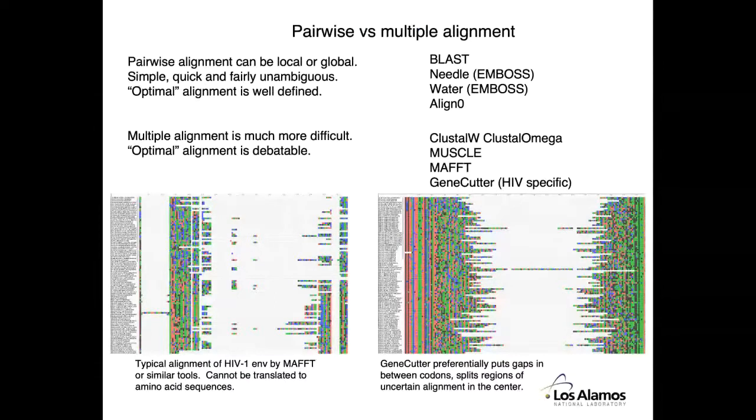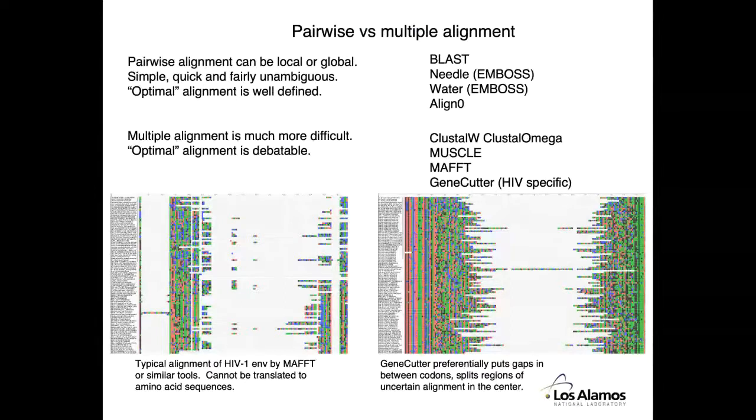Multiple alignment is more tricky because after you've got several sequences aligned, you have to decide where to gap the next sequence relative to the other ones. In the lower left corner here, I'm showing a typical output of a mapped alignment of HIV, and on the right is output from gene cutter of the same region, or not exactly the same sequences, but the same region of the genome. And you can see on the left that we have some single nucleotides and some pairs of nucleotides and some single gaps.